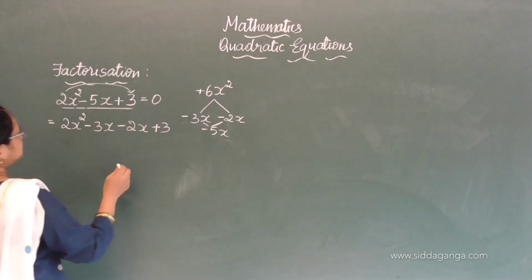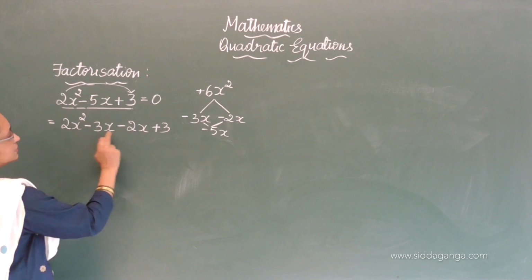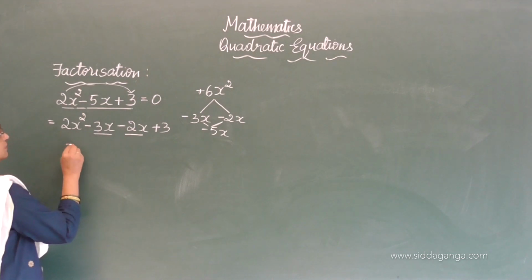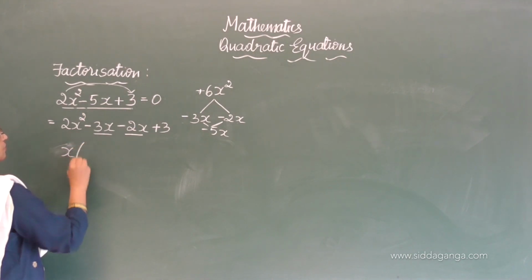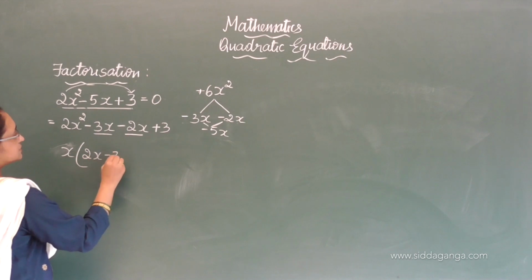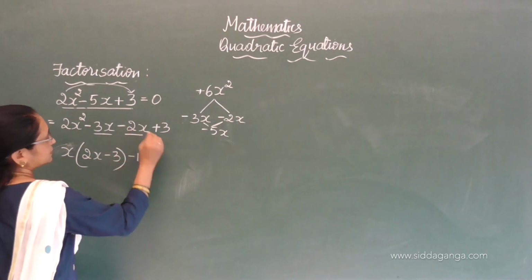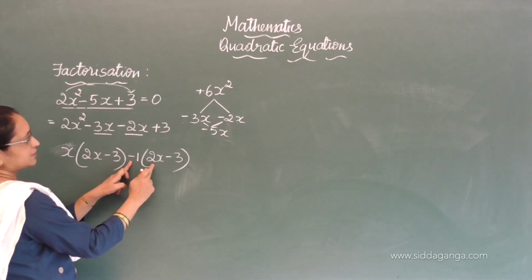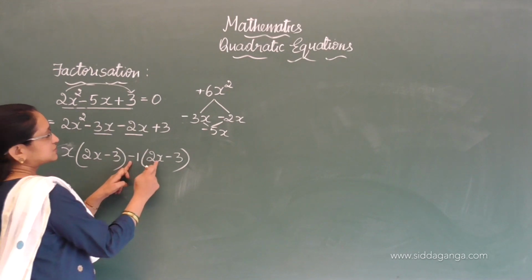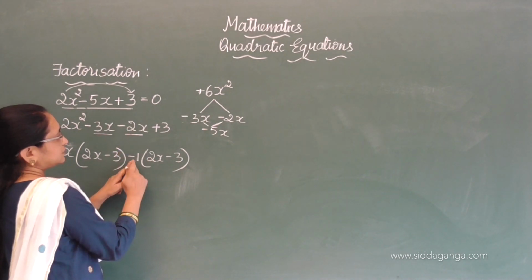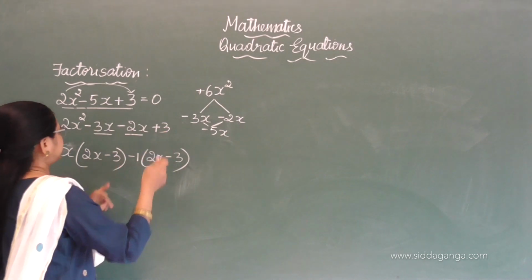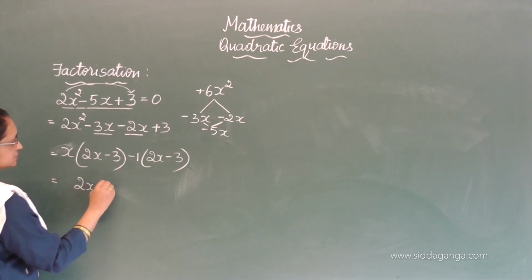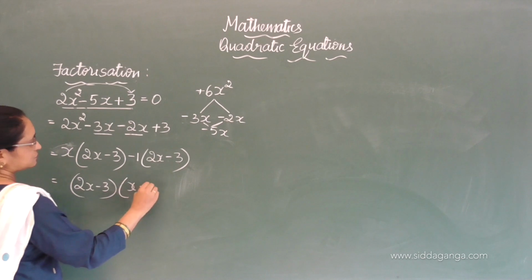Now see, minus 3x and minus 2x. Now you know to take common, x is common here. So what remains here? 2x minus 3, and here minus 1 is common, and 2x minus 3. You can multiply and just check whether it is correct. 2 into 1, 2, plus into minus, minus 2x. Then minus into minus plus, 1 into 3 is 3. Now here common 2x minus 3 and x minus 1.